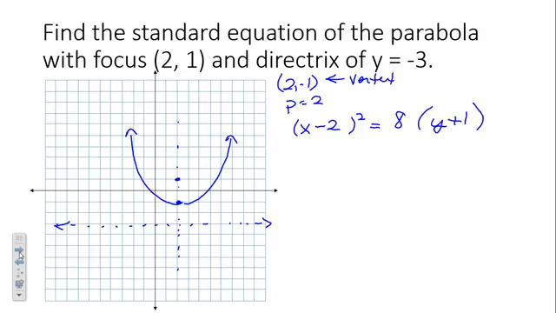Because which way is it opening? That's all it is. When it's up, p is positive. When it's down, p is negative. And when it is right, p is positive. And when it's left, p is negative. Okay. All right, last example.